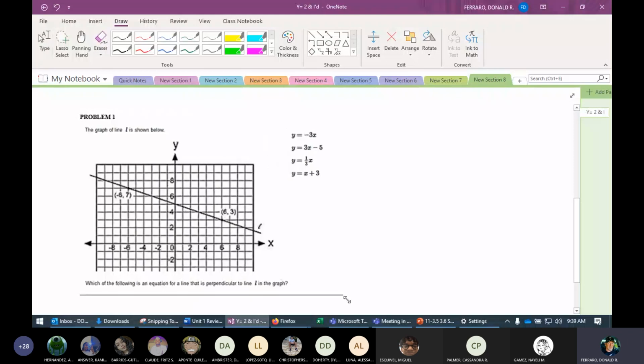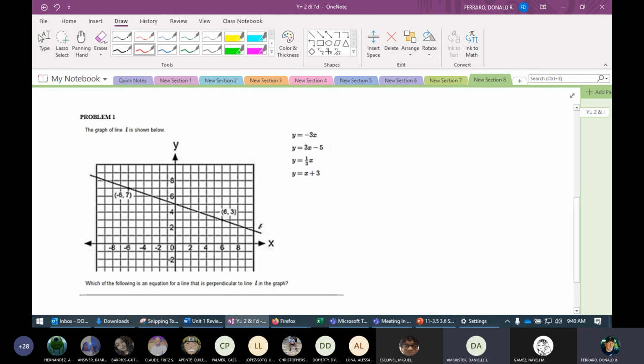Who could read this equation to me? Danielle, can you read this equation to me? Or this problem? Danielle, are you there? Go ahead. The graph of line L is shown below. Which of the following is an equation for a line that is perpendicular to line L in the graph?